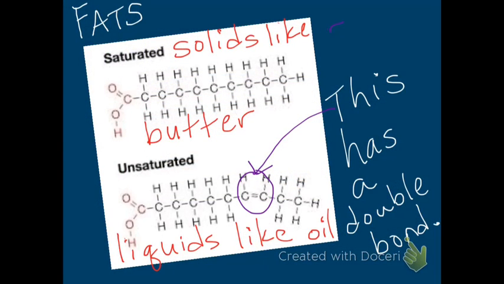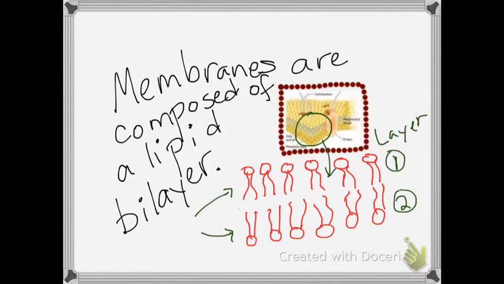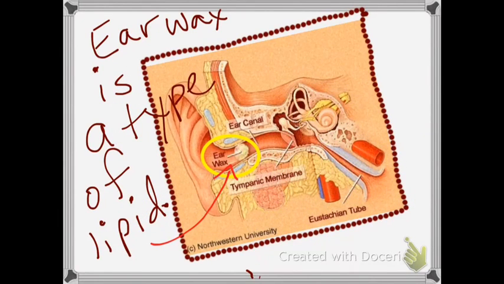Fats come in two types, saturated and unsaturated. Saturated fats are solids like butter. Unsaturated fats are liquids like oil. Unsaturated fats have a double bond between the carbons. Membranes are composed of a lipid bilayer. Earwax is a type of lipid.